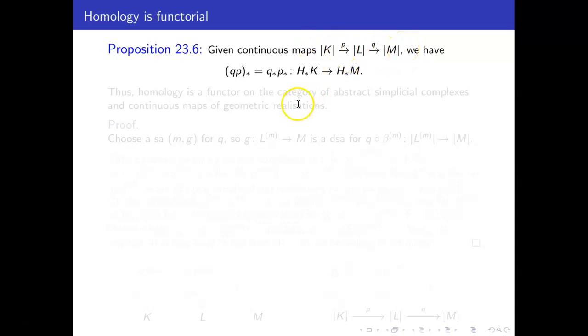There's two different things we can do. We can have the map in homology induced by Q composed with P, or we can do it in two steps. We do the map induced by P from H star K to H star L and compose with the map induced by Q from H star L to H star M. And we want to claim that these two things are the same.